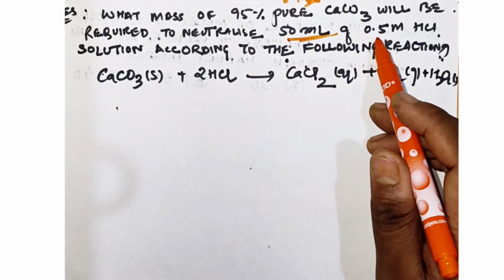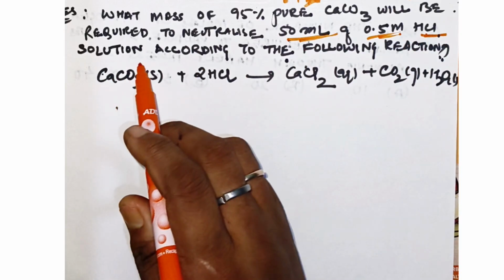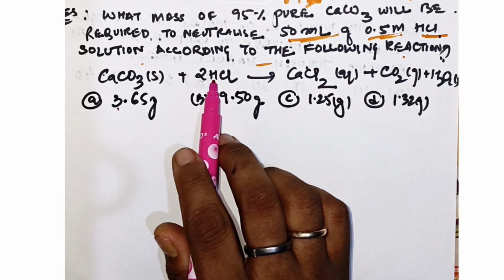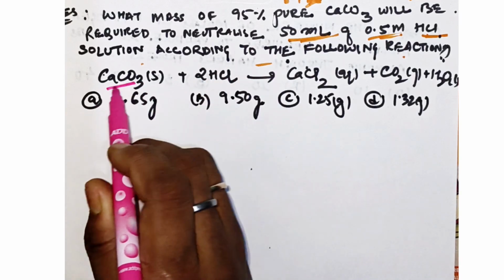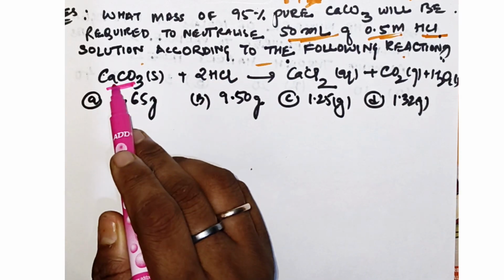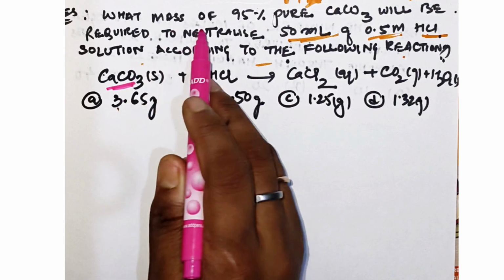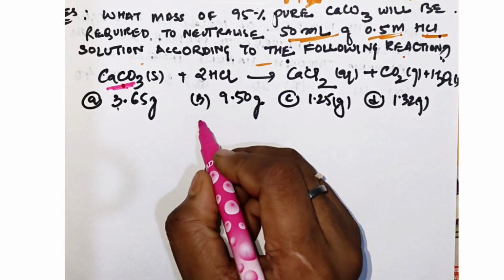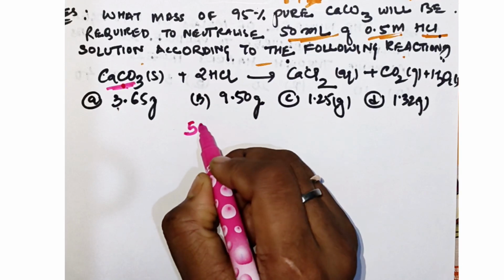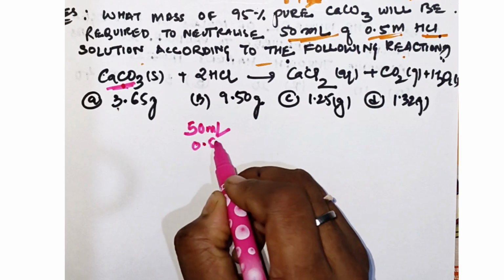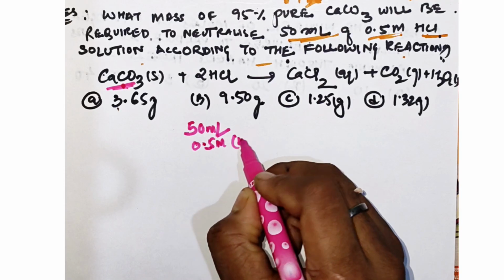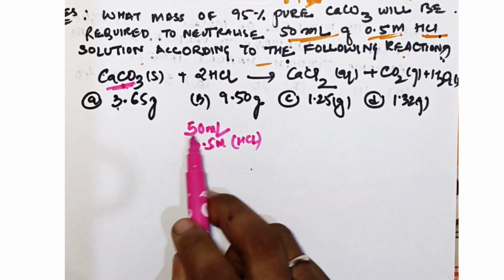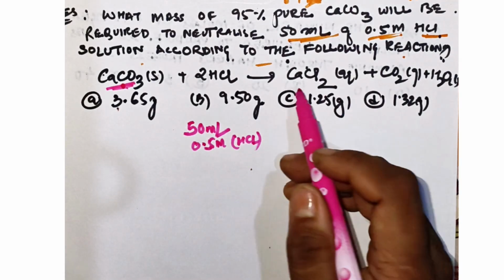Now the second question is: what mass of 95% pure CaCO3 will be required to neutralize 50 ml of 0.5 molar HCl solution according to the following reaction? So see here, you have to find how much CaCO3, 95% pure, will be required. What is the weight of this one which will be required to neutralize 50 ml of 0.5 molar HCl? HCl is given, so you have to find how much it will neutralize.